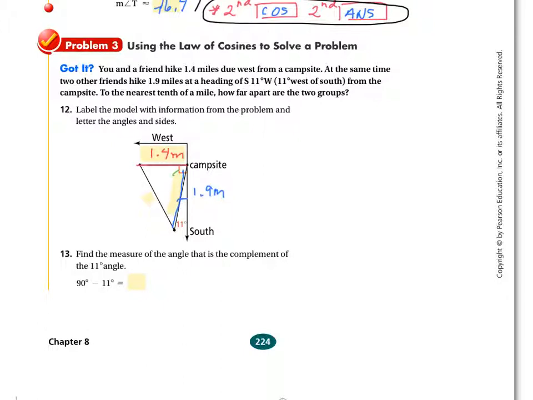So I'm going to find this angle here by taking 90 degrees, and I'm going to subtract the 11 degrees from it. And what's 90 minus 11? 79 degrees. So we know that that angle there is 79 degrees. So really what I'm looking at is this triangle where I have 79 degrees. Here I have one side that's 1.4 miles and one side that is 1.9 miles.